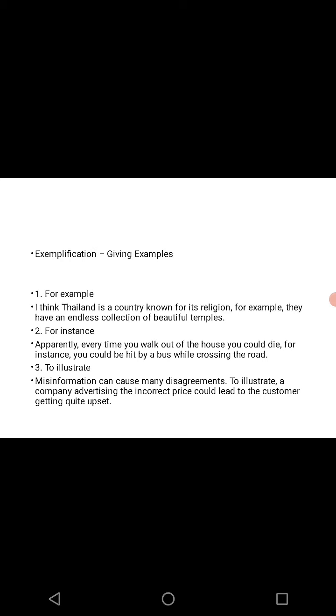Second is "for instance," and their example is "apparently every time you walk out of the house, you could die. For instance, you could be hit by a bus while crossing the road." And third is "to illustrate," and their example is "misinformation can cause many disagreements. To illustrate, a company advertising the incorrect price could lead to the customer getting quite upset."